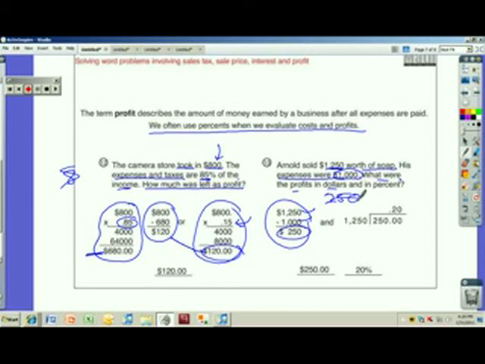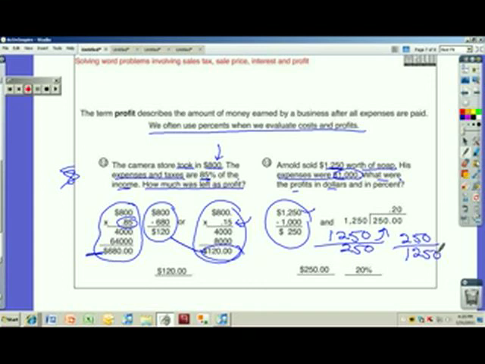Excuse me. That's not right. Let me undo that. Okay. His profit is $250 over $1,250. That will tell you what the percent is. And so what you do is you put $250 and you divide that by $1,250, which is shown right up here. Okay. Oh, I did it backwards. I'm sorry. $250 over $1,250.